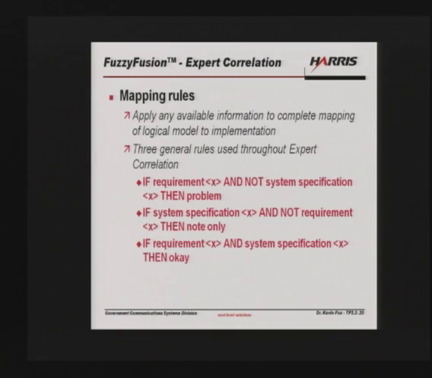If it's in the system specification and it's not a requirement, I should issue an advisory note to the user to let the user know that we think you might be missing something. We're not sure. Okay? If it's a requirement and it's in the specification, then I have the right alignment to proceed. So I want to give the user feedback on what I find, but I don't want to give him unnecessary feedback.